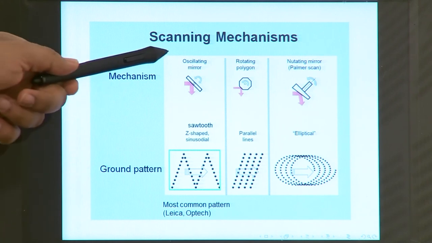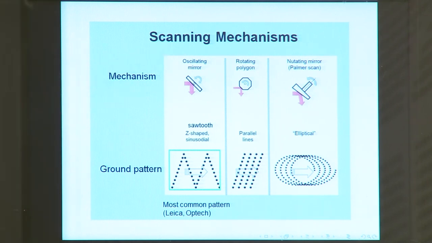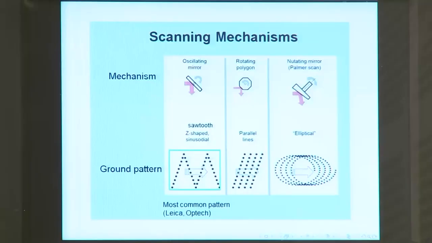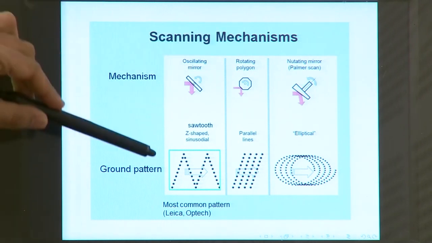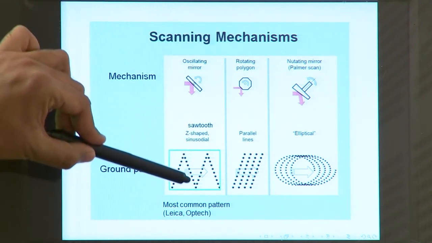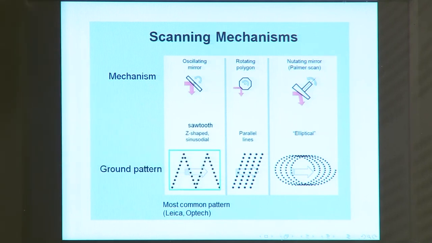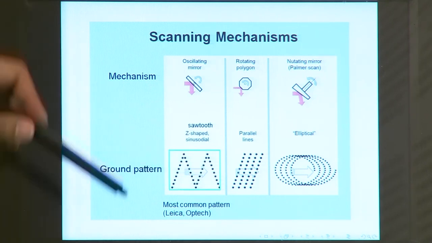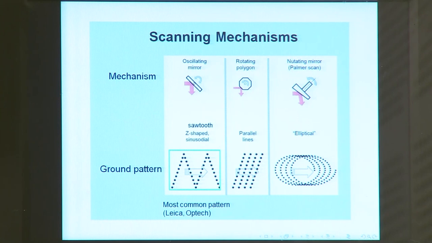The first one is an oscillating mirror. So, in this case, you have a laser beam that is going like this, and you have a mirror that is oscillating. Now, when you have this mirror that is oscillating, the reflected pulse is going to move like this. So, this is the ground pattern that you get. Essentially your aircraft is moving like this and you are getting a pattern that is like this. So, you get a sawtooth pattern or a Z shaped pattern when you are using an oscillating mirror.